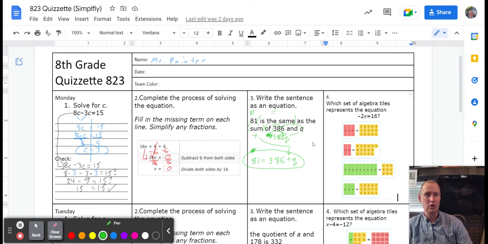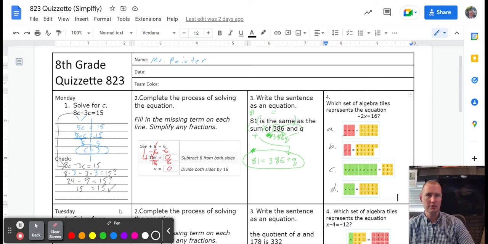All right, Monday number 4, last one. This is like my favorite puzzle here. So what I've got to do is figure out which set of algebra tiles represents the equation negative 2x equals 16. So what exactly does that mean? If you take a look at these, there are 4 examples, so you could actually make this multiple choice. The first one could be A, the second one B, the third one C, and the last one D. So what they're asking is which one of these would match either A, B, C, or D.